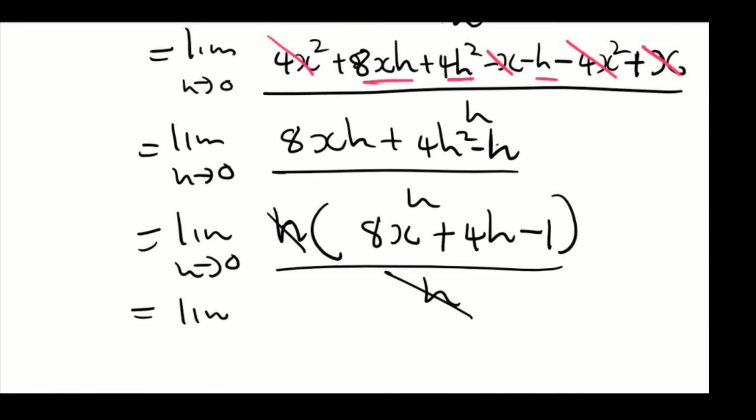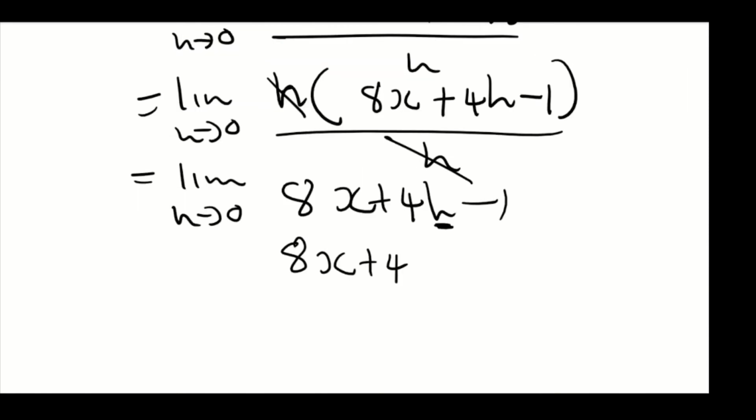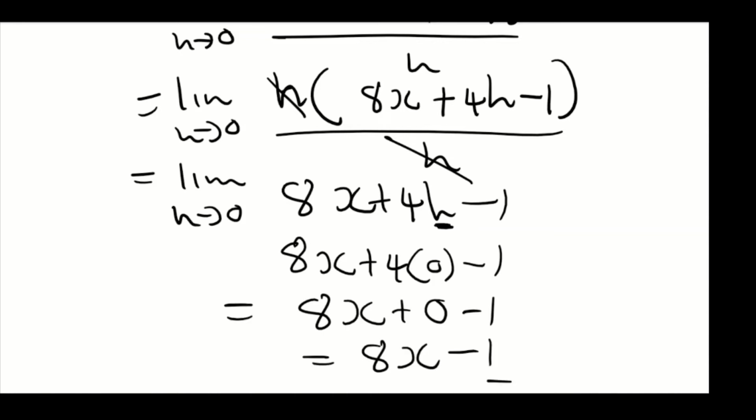So you have the limit when h approaches 0 of 8x plus 4h minus 1. Where there's h, we're going to substitute 0. So it's going to be 8x plus 4 into 0 minus 1, and we'll have 8x plus 0 minus 1, which is equal to 8x minus 1. So this is our derivative of f of x using first principles.